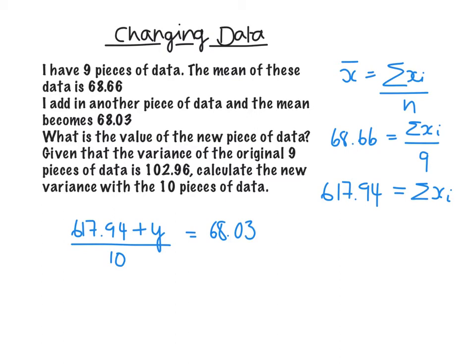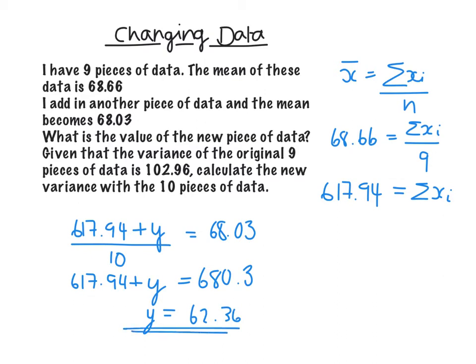So again, by rearranging, we know that 617.94 plus my 10th value, so don't forget that 617.94, that's the 9 pieces of data totaled up. Don't know what they are, but I know their total is that. And I add in this new piece of data. I don't know its value, but I know now that that total is the mean times by 10, so 680.3. That should leave me with quite a simple rearrangement to find out the value of y, which is 62.36. So there is our new piece of data.